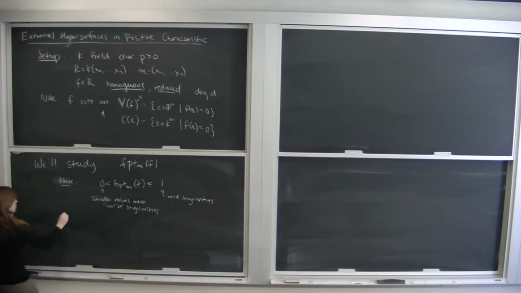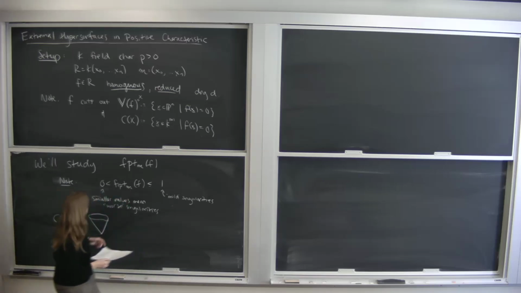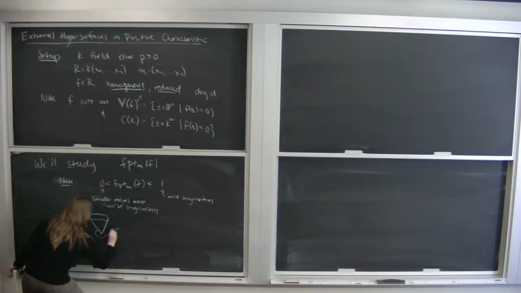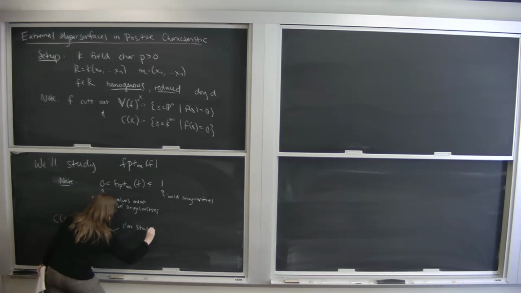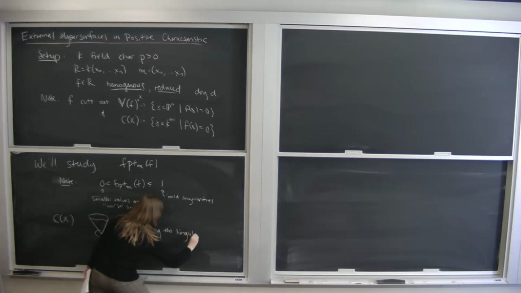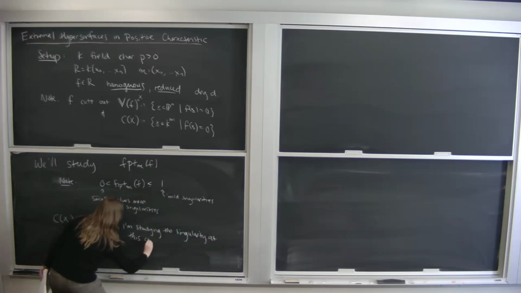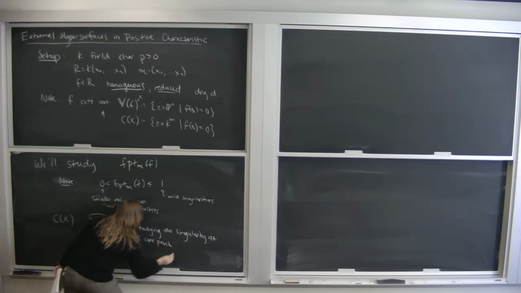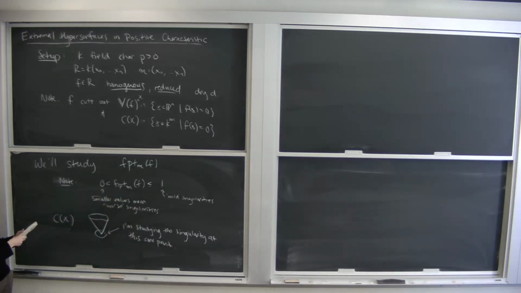Explicitly, let's think of this cone. I've got some projective variety and some affine cone over it. If I'm studying the F-pure threshold at this homogeneous maximal ideal, I'm studying this cone point singularity. So there's our general setup.